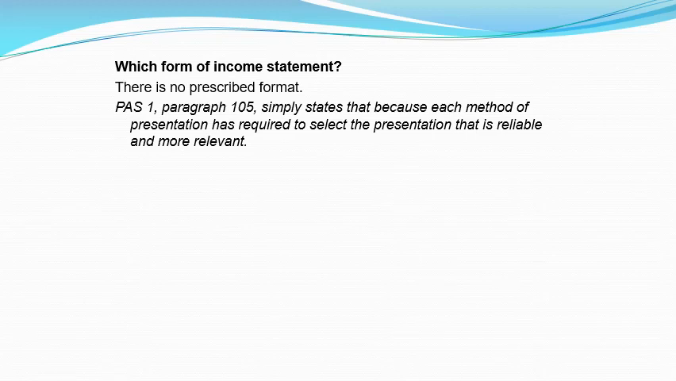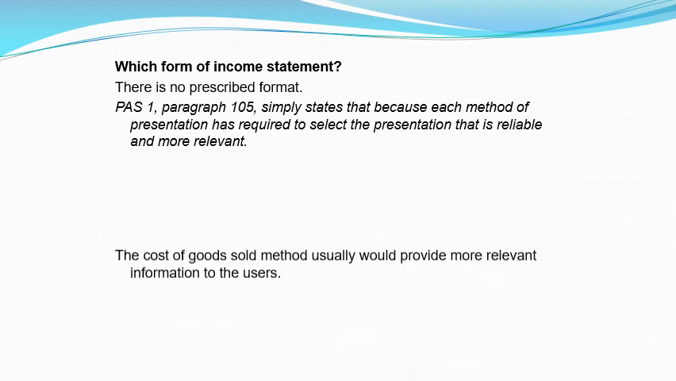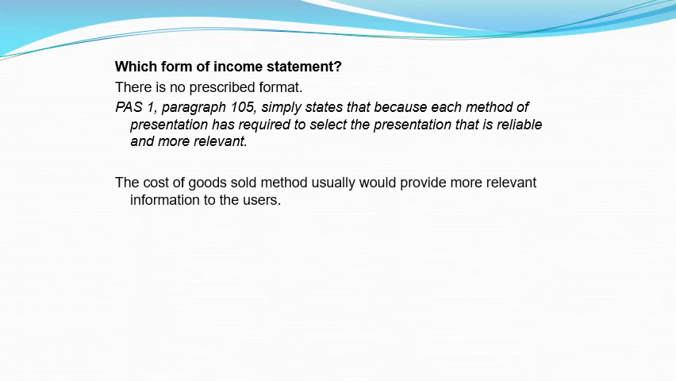So, which form of income statement? The natural or the functional method? PAS 1 paragraph 105 simply states that each method of presentation has its merits, and the entity is required to select the presentation that is reliable and more relevant. The cost of goods sold method usually would provide more relevant information to the users. Yan yung traditional approach. Okay, usually. Kaya depende pa rin sa entity. Kaya nga, according to PAS 1, walang prescribed format na sinabi sa PAS 1. Okay?